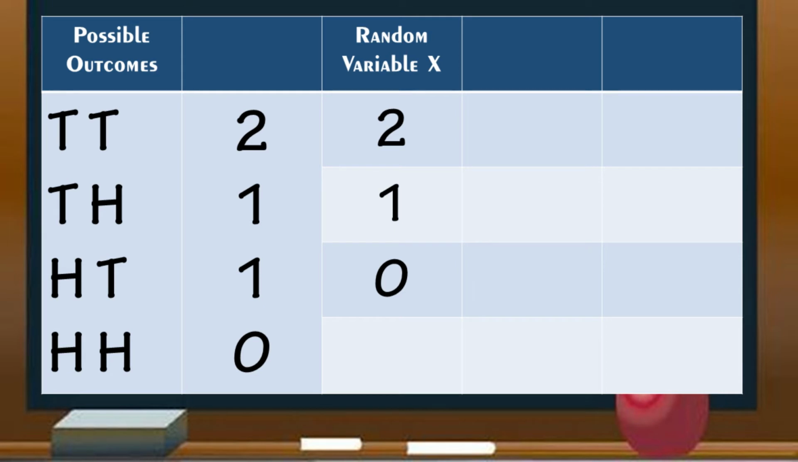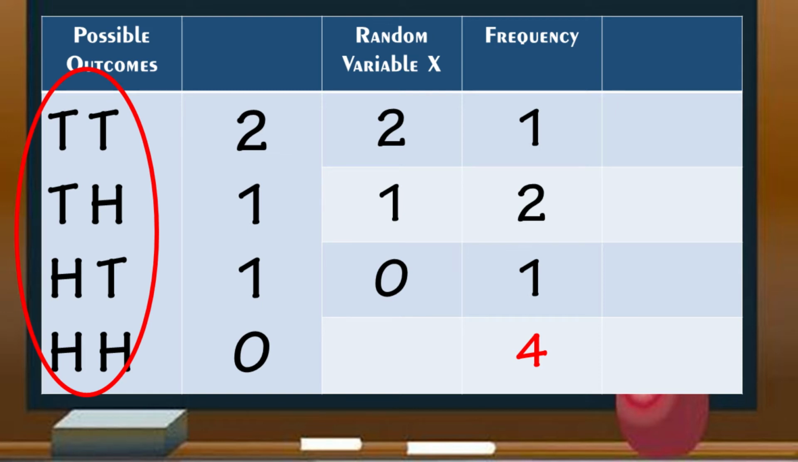Next, identify the frequency of each value of the random variable. For 2, we have only 1. 1 has 2, and 0 has 1. Now get the total frequency. We have 4. Since we have 4 possible outcomes, we have 4 as the total frequency.